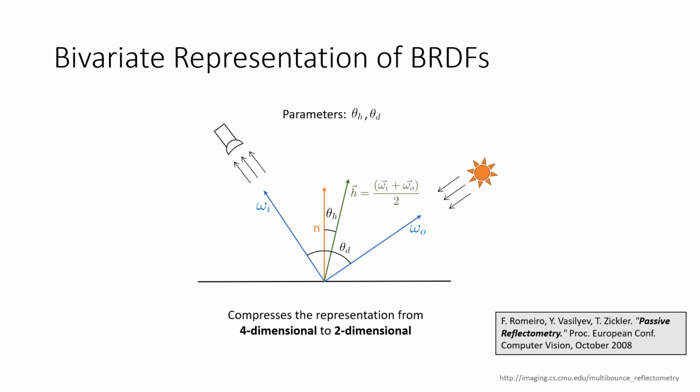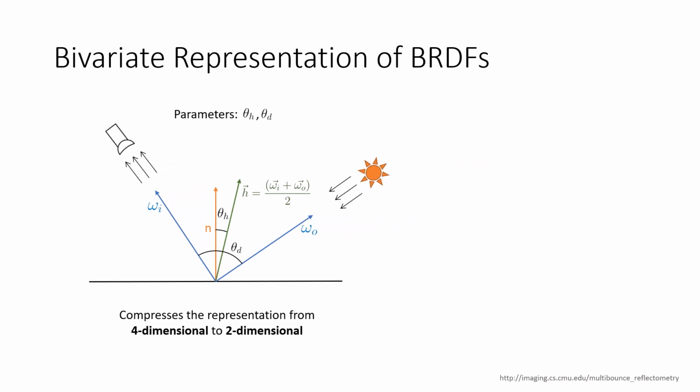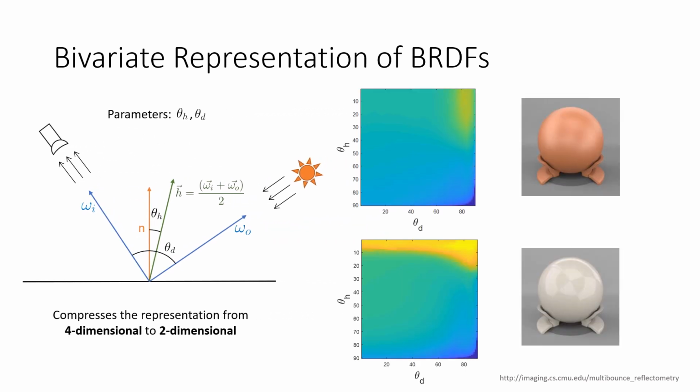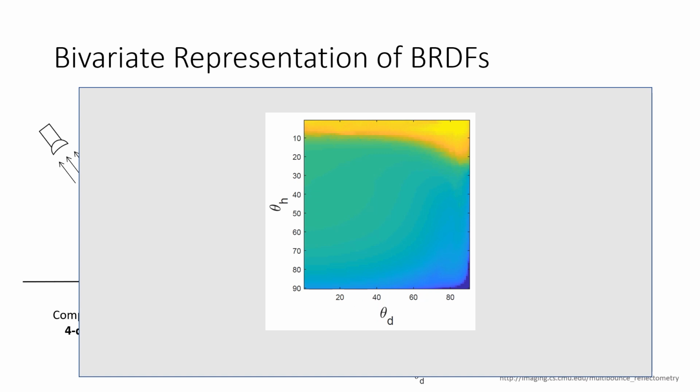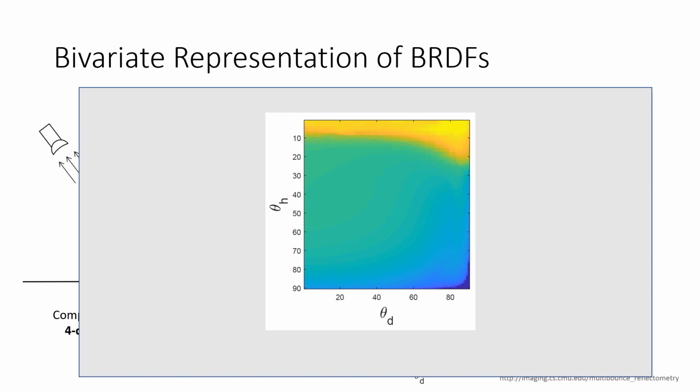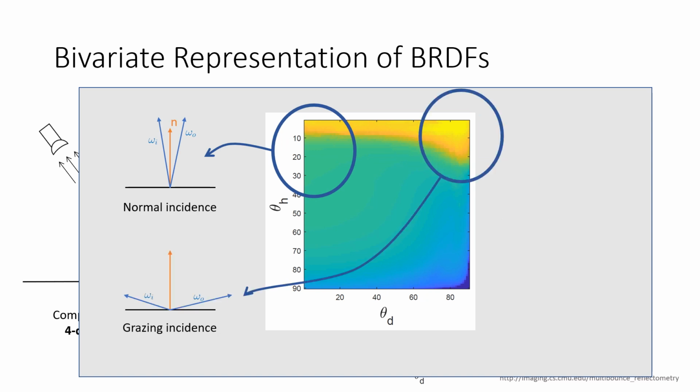We can use the bivariate representation to visualize BRDFs as 2D matrices. We show this for 2 example BRDFs along with the representative images rendered with these BRDFs. In each table, the top part corresponds to near specular reflections, with the top left region being near normal incidence and the top right region being grazing incidence. We can use the bivariate representation to visualize which parts of the BRDF are being sampled using different shapes.